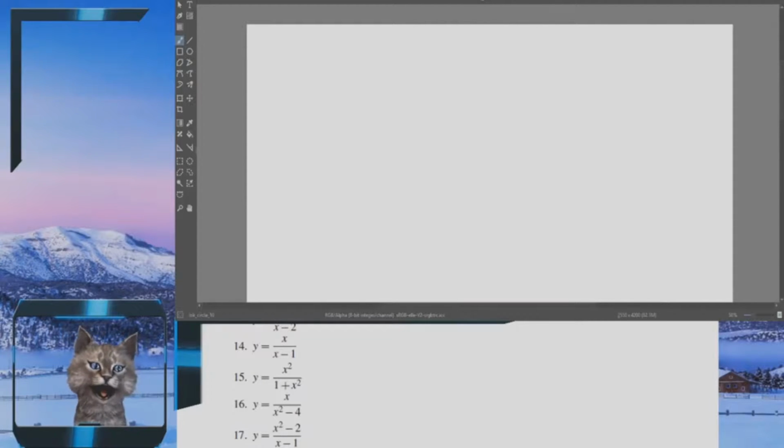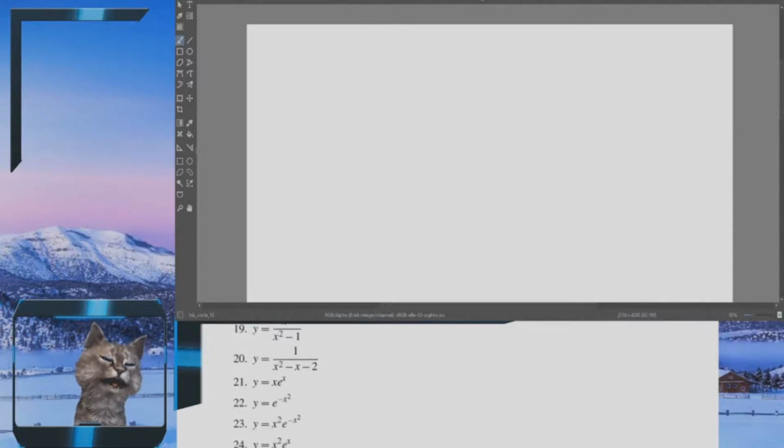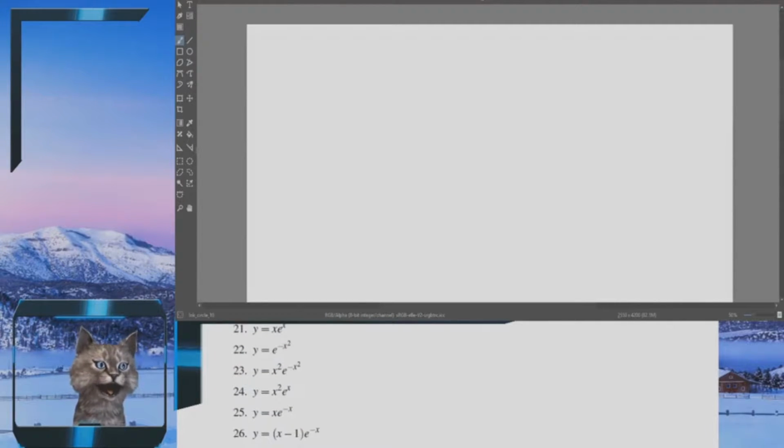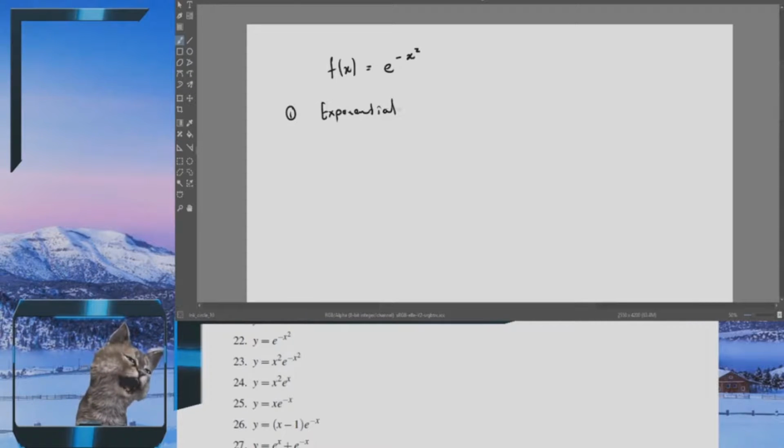Next one we want to look at is an exponential function, number 22, e to the negative x squared. Let's call the function f. So I see it's an exponential function, or at the very least, the exponential function features in there. But because of the square, I really am not sure what to expect.